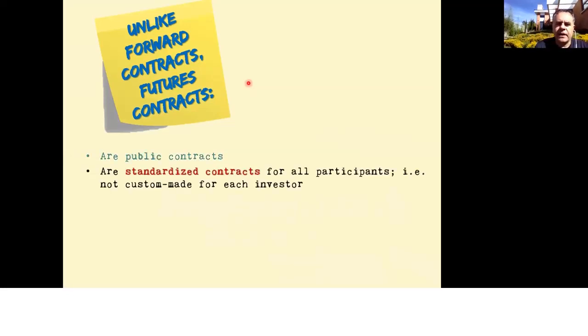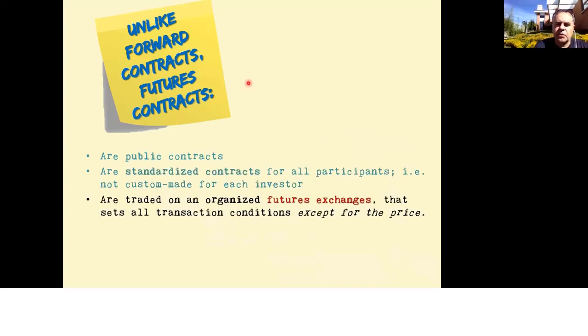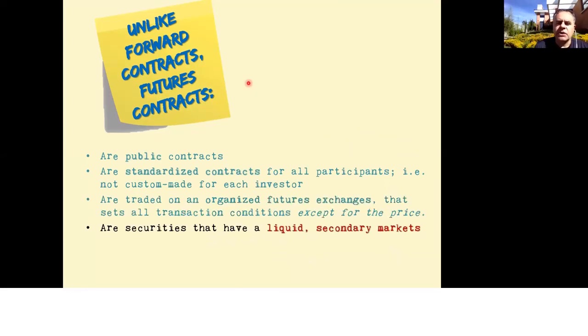Unlike forward contracts, in the case of futures contracts, they are public, they are standardized. That means that the exchange defines several characteristics of the contracts, and they are not custom made for each investor. They are traded on organized futures exchanges that set up all the conditions except for the price. And securities have liquid secondary markets that facilitate buying and selling of such securities.